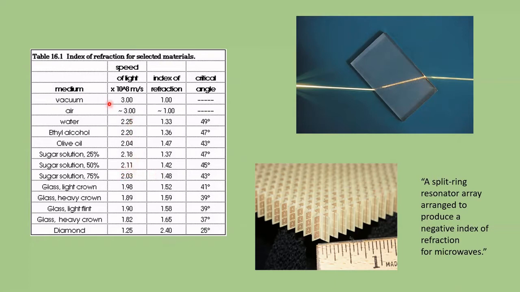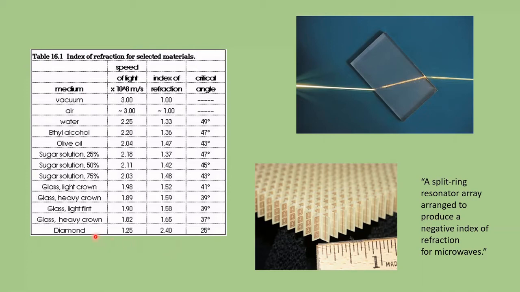Let's check out the relation between the speeds and the indexes. Notice, as we go down the list, we get to materials for which light travels slower and slower. So instead of 300 million meters per second, here we've got 125 million meters per second. So do you see that the lower the speed in the medium, the higher the index of refraction? That's a relationship you should memorize. A material with a higher index of refraction slows light down even more.